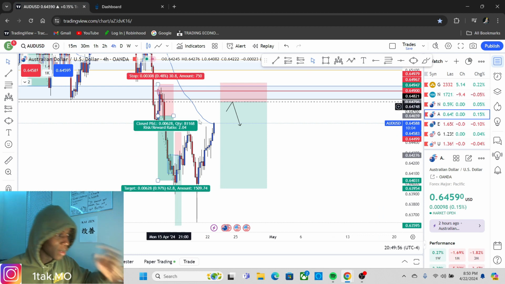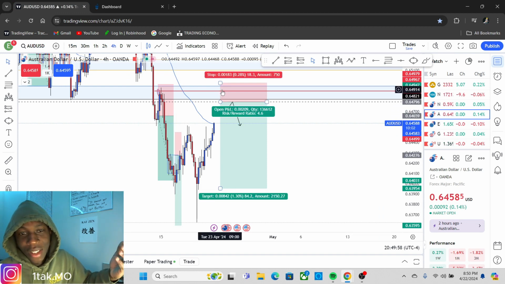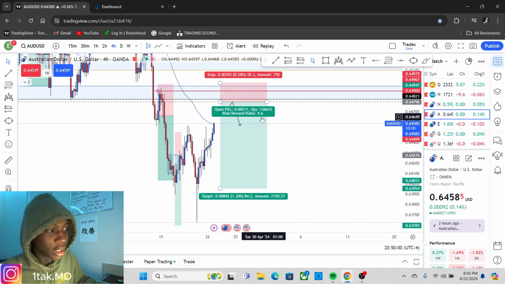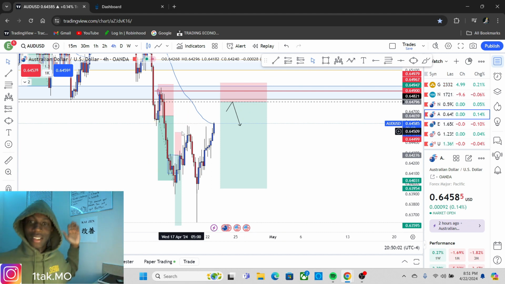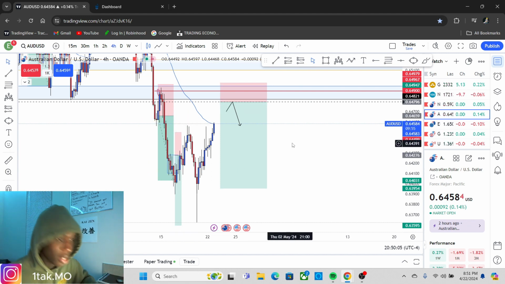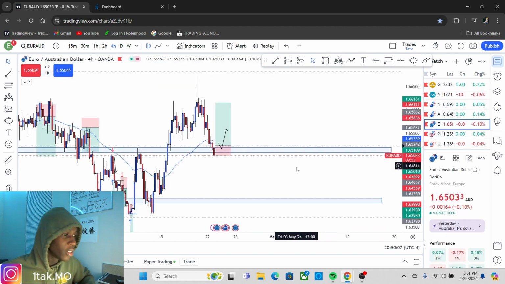So what am I waiting for? I'm literally waiting for it to pull back to these error ventures and take the same trade I took last week. Literally the same trade. That's it. So AUD USD, do your thing, boy. Do your thing. Euro AUD.